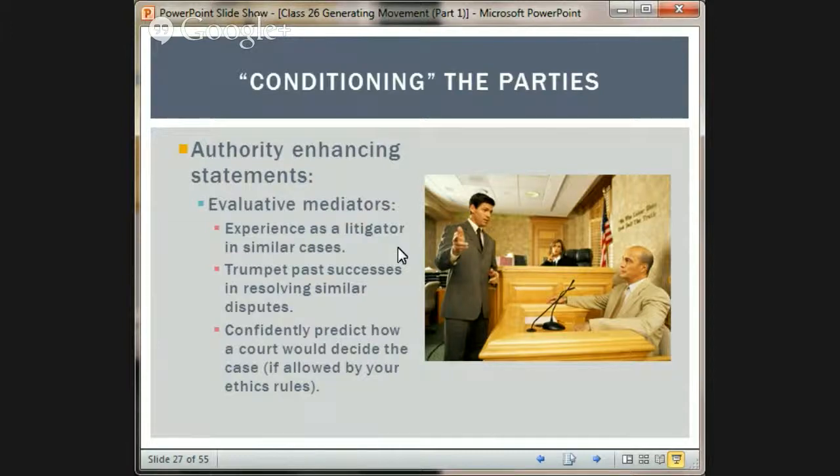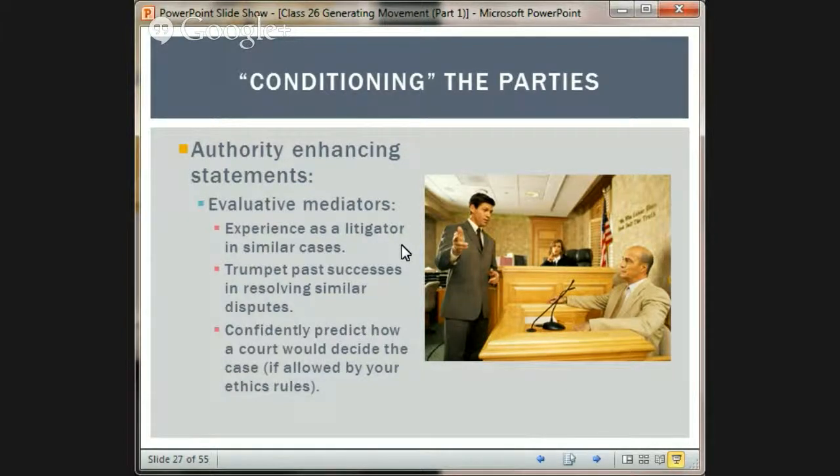For evaluative mediators, you're going to talk about your experience as a litigator in similar cases. You're going to trumpet past successes in resolving similar disputes. In this area, you often see mediators advertising their settlement rates. We'll talk about this later in terms of the ethical issues it raises, but you can see why people want to do it, even if they don't understand exactly what they're doing.